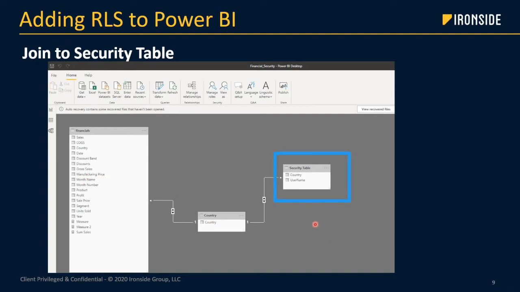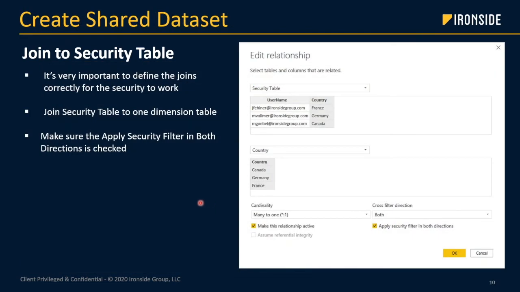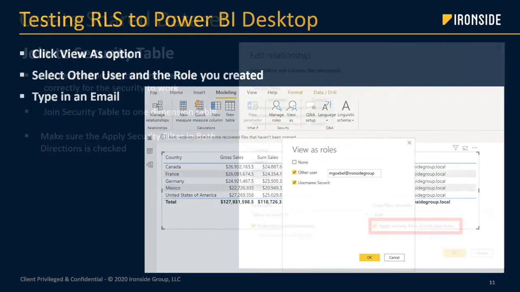So again, there's my security table, and that's how it's applied. The key when you set this join up is that you make sure that you apply security in both directions. That's going to force the security to be applied no matter what. If you don't do that, then if somebody only pulls from the financials fact table, they wouldn't get the security by default. So this forces the security to be applied always.